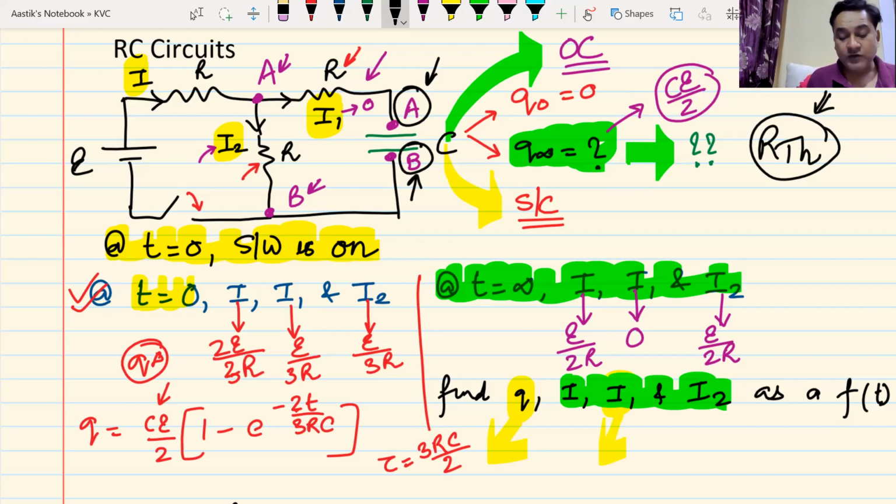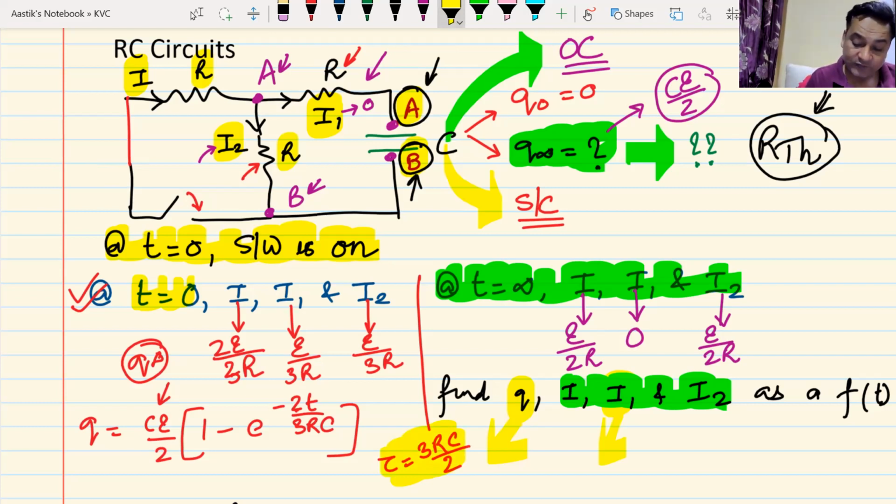Yes, sir. How do I get the Thevenin equivalent resistance? First of all, you have to take this battery out and assume it to be a short circuit. Yes, sir. Same I did. Then you find the equivalent resistance between point A and point B. So this R and R will come in series. No, this R and R will come in parallel. Then one more R will be in series. Then R plus R by 2, that is 3R by 2. And that is how you will get the value of this tau. Yes or no? Yes, sir. Same I did, sir. Okay, great.